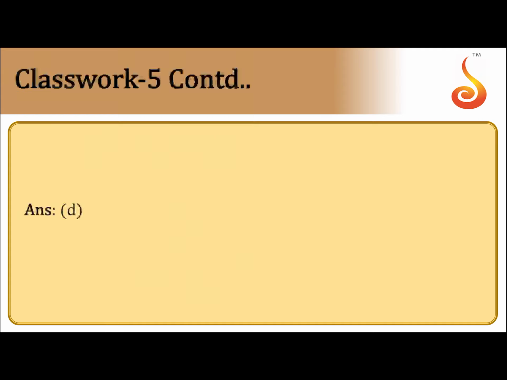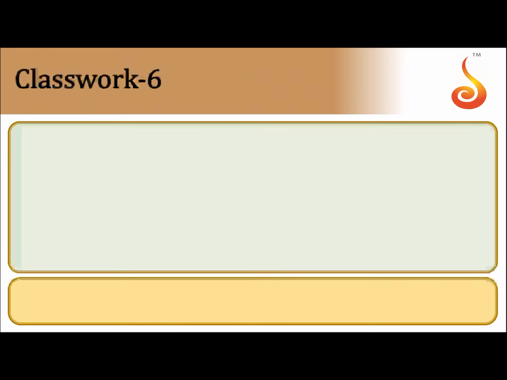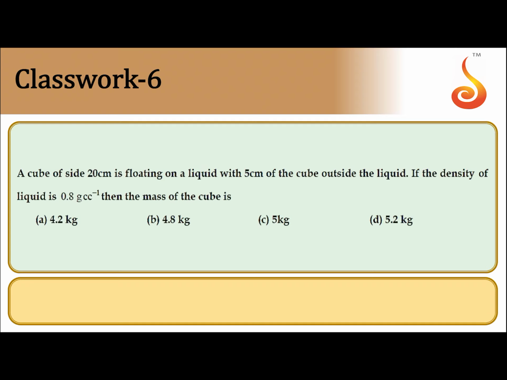Option D is our correct choice. Example 6. A cube of side 20 cm is floating on a liquid with 5 cm of the cube outside the liquid. If the density of the liquid is 0.8 gram per cc, then the mass of the cube is? So here is the construction.